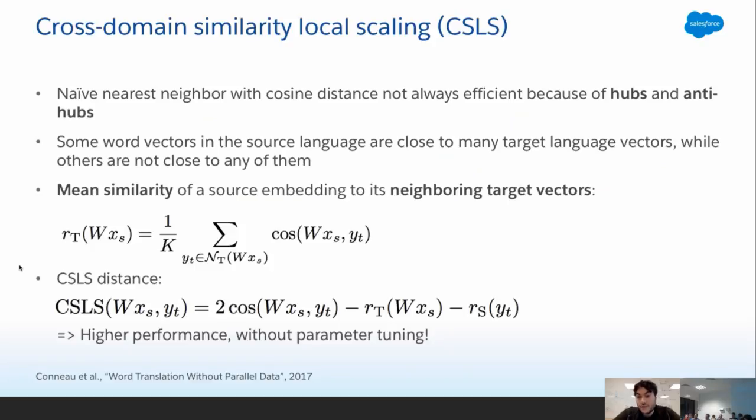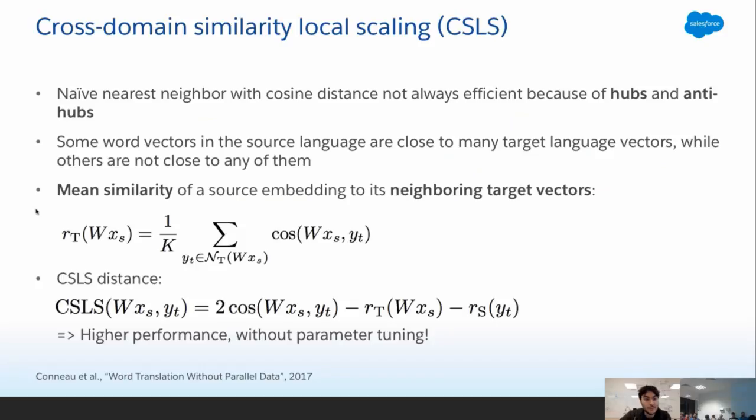When you have these two overlapping word matrices, some words are very close to a lot of other words in the target language, while some others are very distant from all of the other ones. And these are called hubs and anti-hubs. So if you try to find a way to disambiguate between the hubs and the anti-hubs, then you can get better performance in retrieving the translations. So here it works this way.